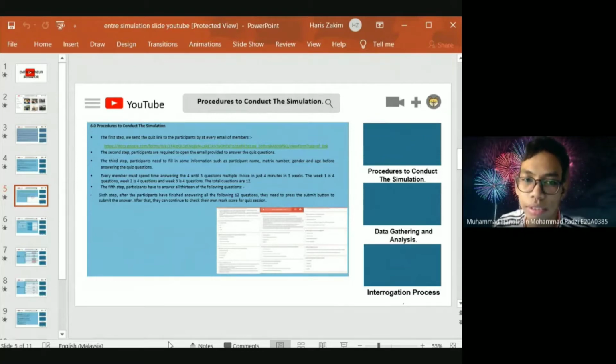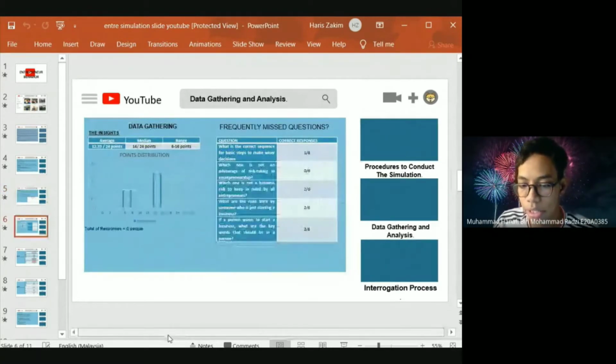Okay, next slide. Data gathering and analysis. The total number of responses is 6 people. The average is 12.33 per 24 points. The median is 14 per 24 points and the range is 6 to 16 points.